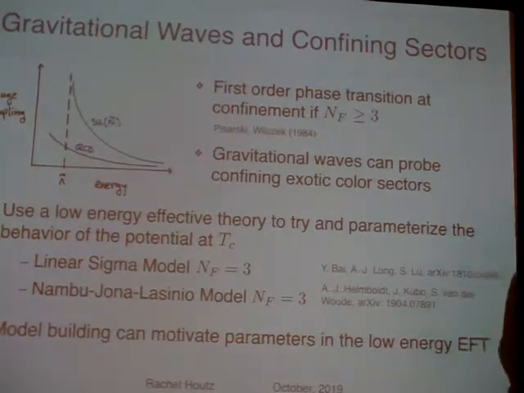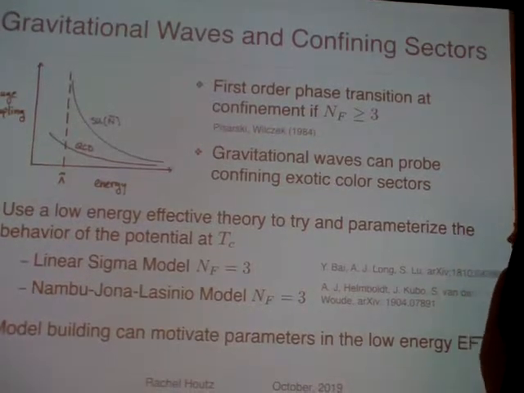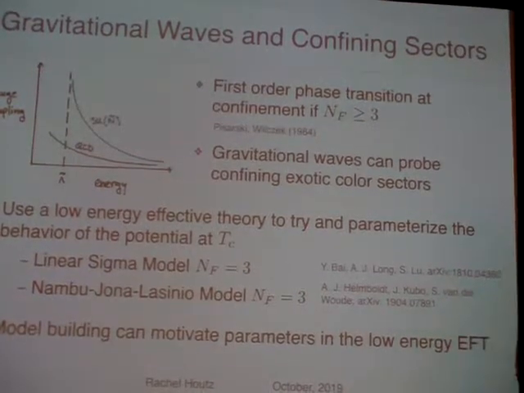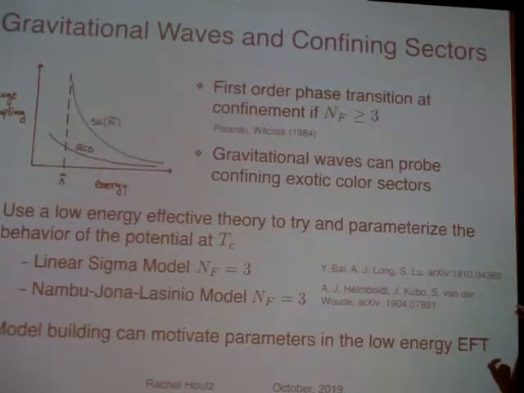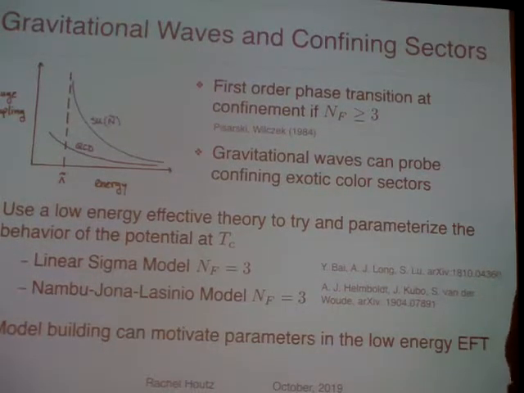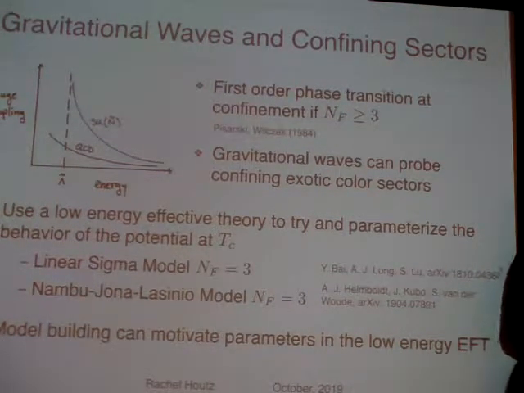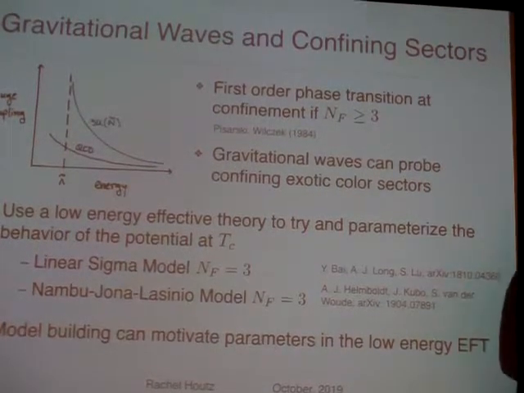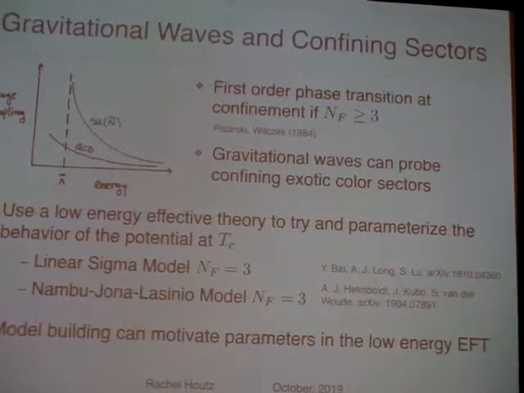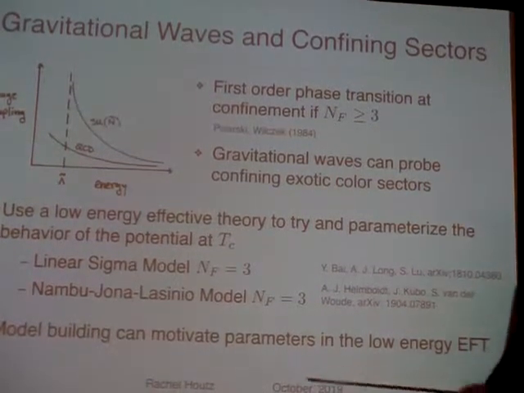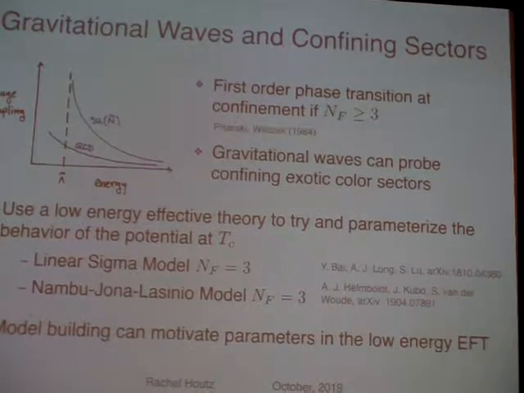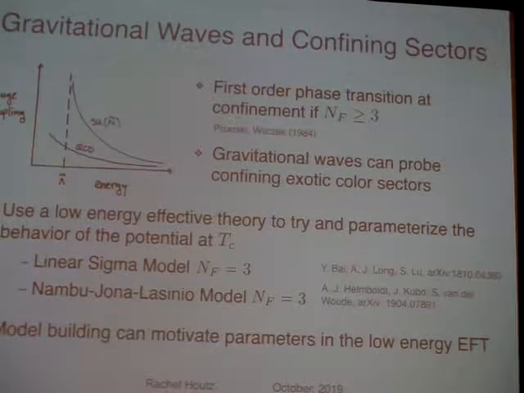So, gravitational waves from confining sectors. There are some analytical arguments that lead people to believe that a confining sector has a first order phase transition if you have greater than or equal to three flavors. If that's true, then gravitational waves can probe confining sectors. The best way people have to do this is to use a low energy effective theory to parameterize the behavior of the potential at the critical temperature. People have used the linear sigma model and other low energy effective theories that describe the theory below the confining gauge group.